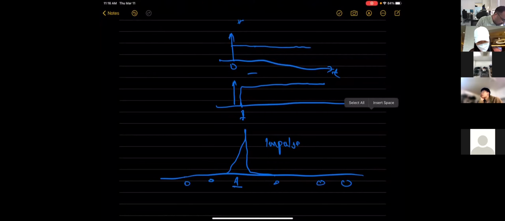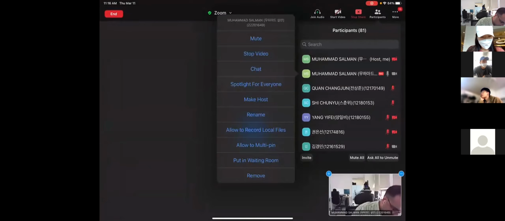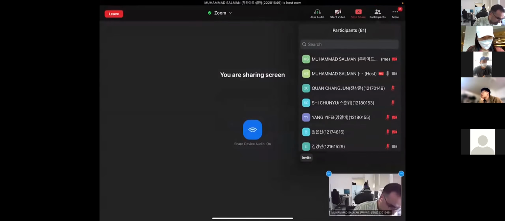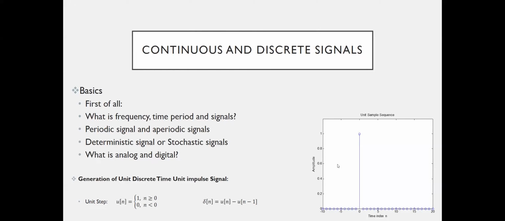So I'll share the screen, the other screen. Can you see my screen now? I hope you can, because I can see it on my other device. Okay.